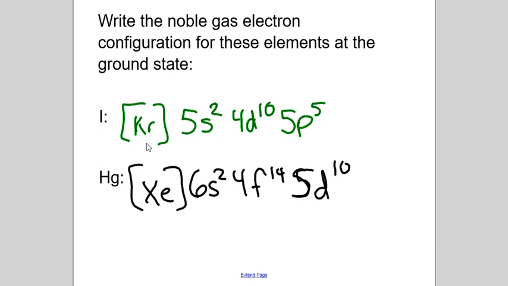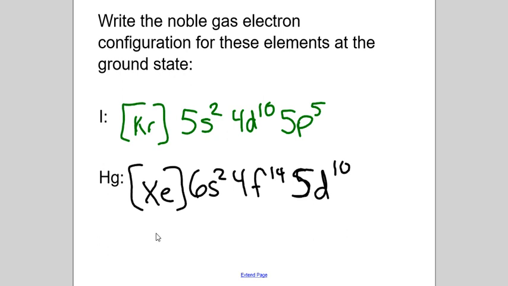So what we're saying with this configuration is, hey, the configuration is exactly the same as krypton, and then we're adding what's different. So from krypton, which is all the way up to 4p6, well, the only thing that's different is we have 2 electrons in 5s, 10 electrons in 4d, and 5 more electrons in 5p. If we added 1 more electron here, that would be the same configuration as xenon.